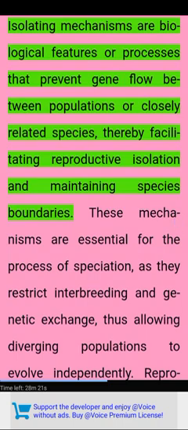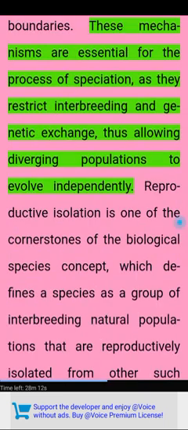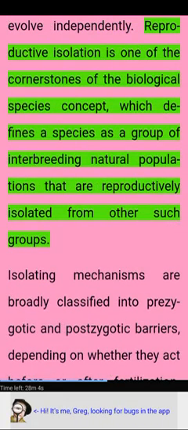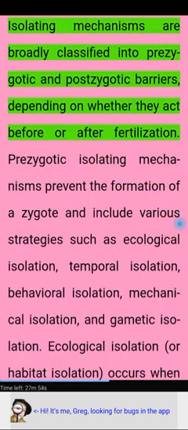Isolating mechanisms are biological features or processes that prevent gene flow between populations or closely related species, thereby facilitating reproductive isolation and maintaining species boundaries. These mechanisms are essential for speciation, as they restrict interbreeding and genetic exchange, allowing diverging populations to evolve independently. Reproductive isolation is a cornerstone of the biological species concept, which defines a species as a group of interbreeding natural populations that are reproductively isolated from other such groups.